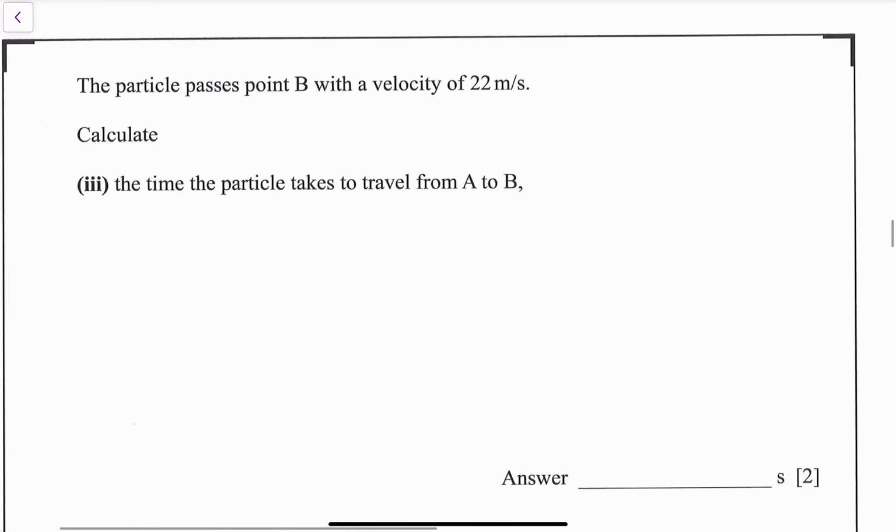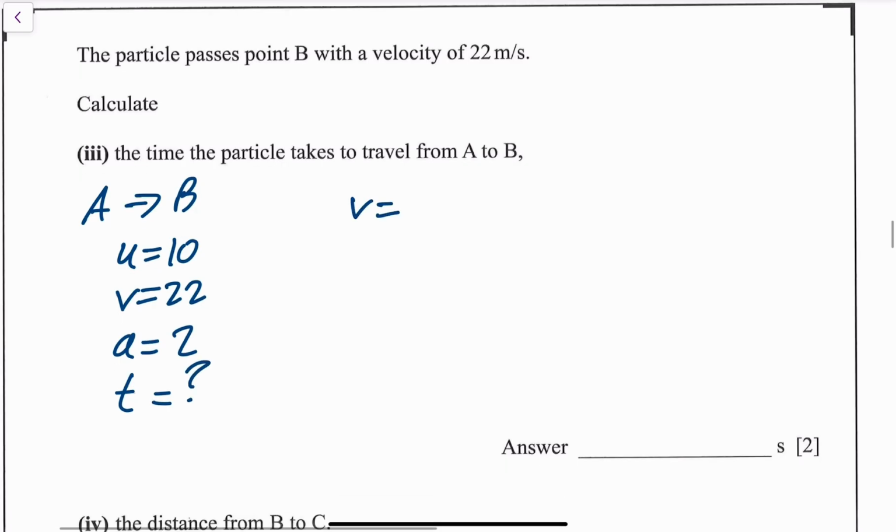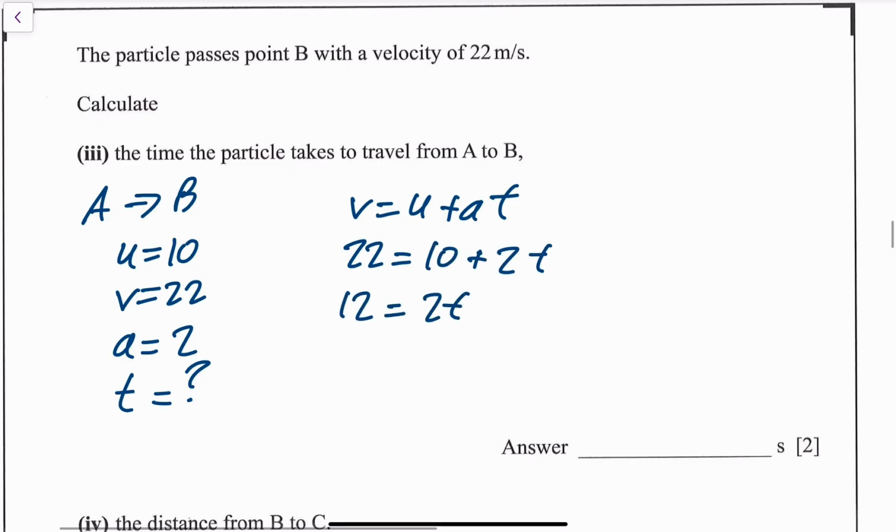We'll get started on this. Okay, so this is me going from A to B. My initial velocity we worked out to be 10. My final velocity, when we get to B, is 22. My acceleration we worked out to be 2, and it's again using a nice easy formula, V equals U plus AT. 22 is equal to 10 plus 2t. That's going to be 12 is equal to 2t. My t then works out to be 6 seconds.